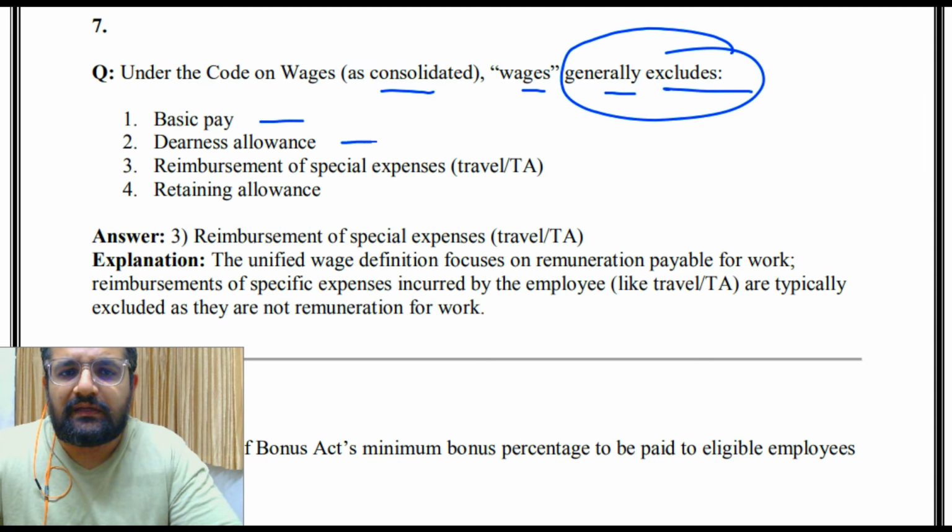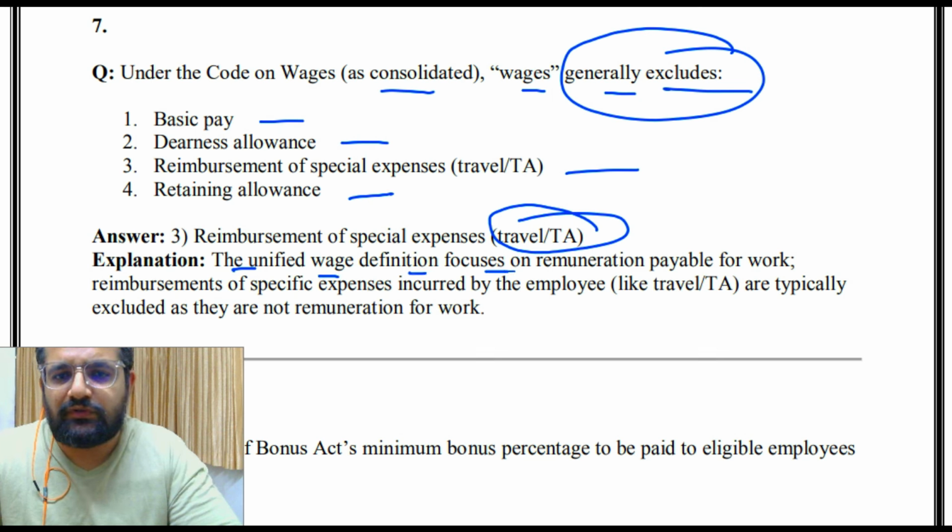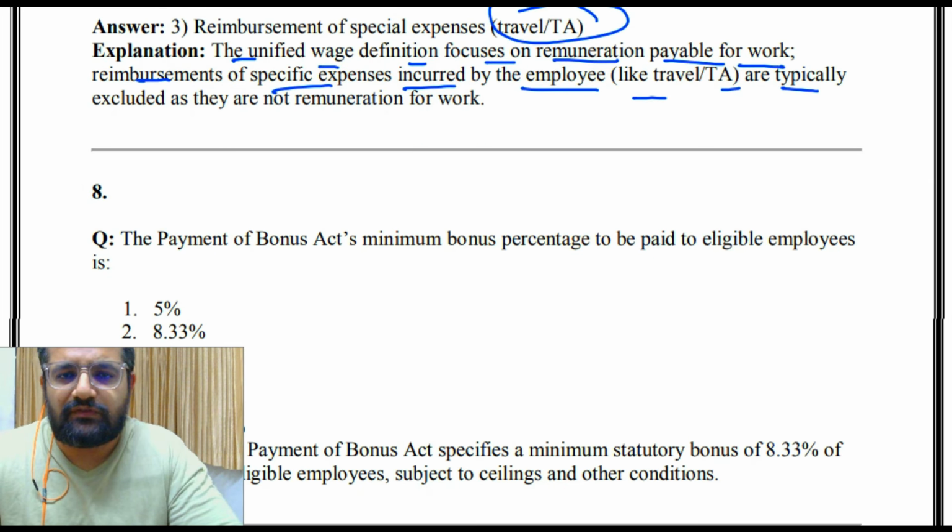Basic pay, DA, reimbursement of special expenses, travel allowance, that is your TA, or retaining allowance. So the answer is reimbursement of special expense, that is your traveling allowance. The unified wage definition focuses on remuneration payable for work. Reimbursement of specific expenses incurred by the employee, like traveling allowance, are typically excluded as they are not remuneration for work.